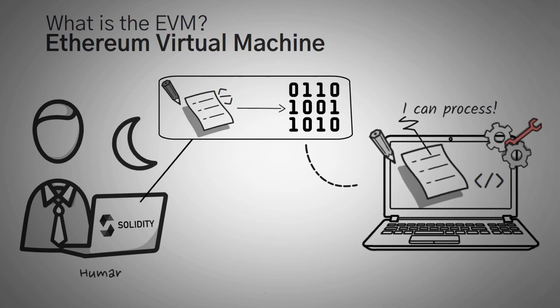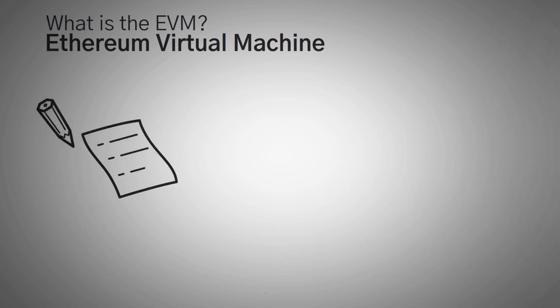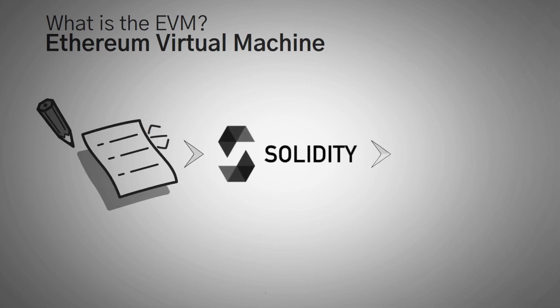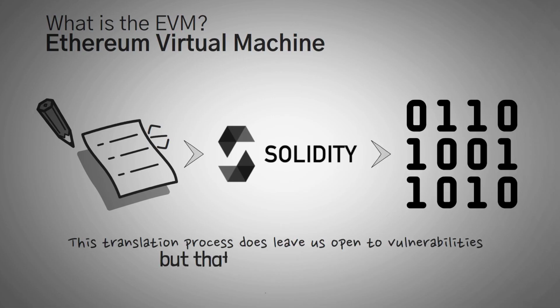And this is mostly because humans aren't really good at reading a bunch of ones and zeros. So we came up with Solidity for us to be able to read and write code much more effectively. Essentially, this compiling process is just a way to translate human code to machine code. As I mentioned earlier, this translation process does leave us open to vulnerabilities, but that's for another video.